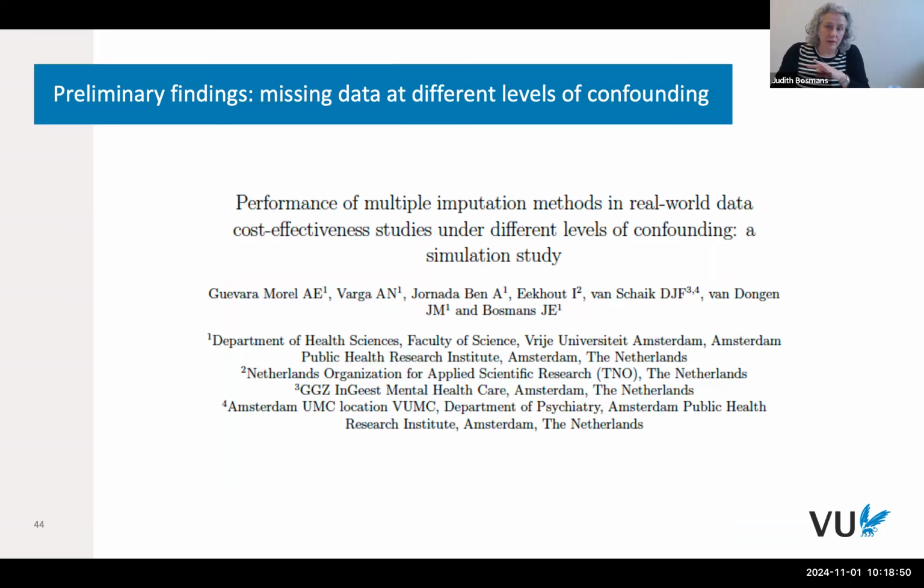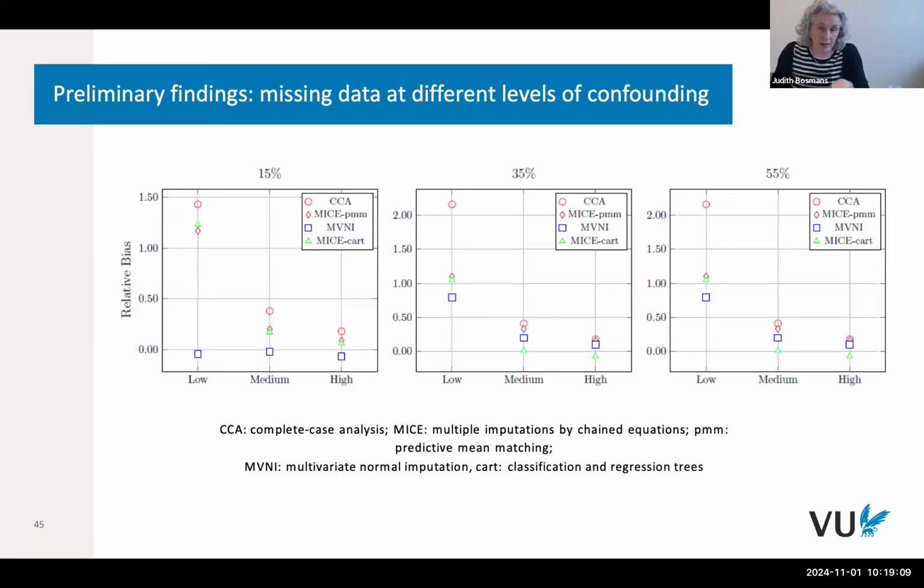So what we did in the other studies that Alejandra performed is that we looked at the performance of multiple imputation methods in real-world data sets that had data that was missing at random. So again, we used the mental health care data to generate simulated data sets, and we created the missings ourselves. So we knew what the missing data mechanism was. And then we compared complete case analysis to 3 different types of multiple imputation methods.